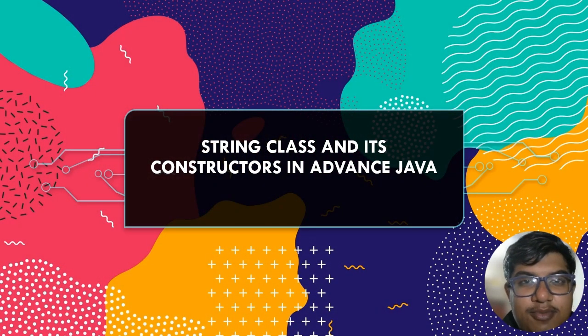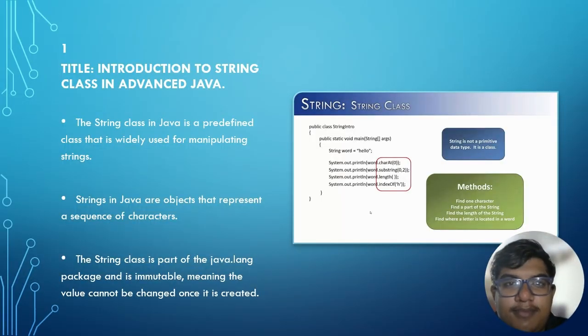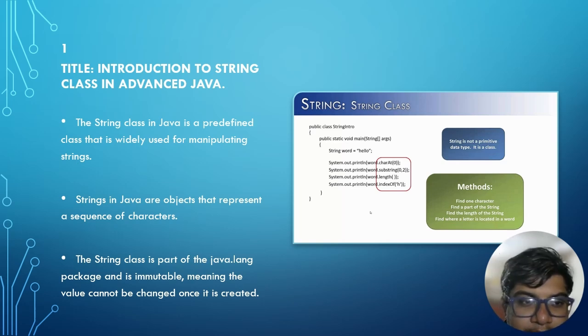My name is Rakshit Subramanya and today I'm going to be talking about the topic string classes and its constructors in advanced Java. So now let's have a brief introduction. The string class in Java is a predefined class that is widely used for manipulating strings. The strings in Java are objects that represent a sequence of characters.